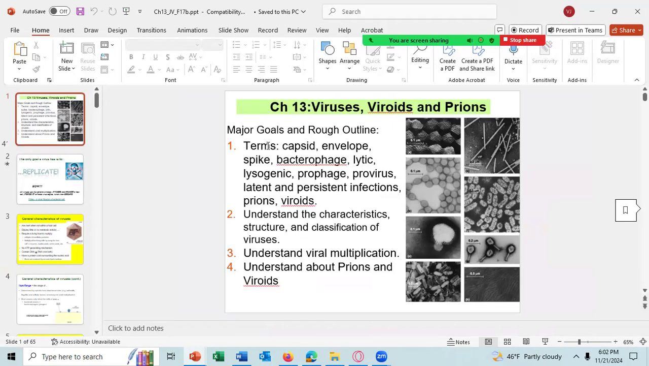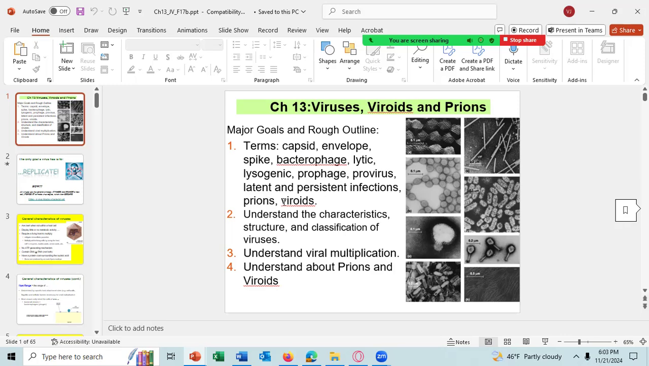All right, chapter 13 is viruses, viroids, and prions. The major goals in the rough outline are shown here. We're going to talk about the terms of viruses. What's a capsid? What's an envelope? What's a spike? What is a bacteriophage? What is a lytic virus? What is a lysogenic virus? What is a prophage? What is a provirus? What is a latent virus? What is a persistent infection? What is a prion? And then what is a viroid?